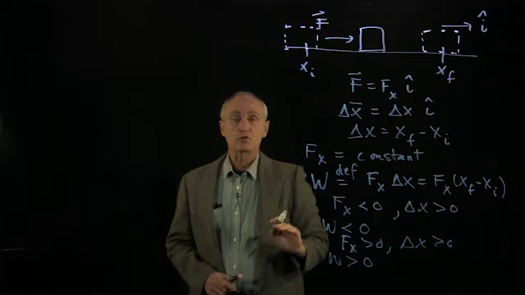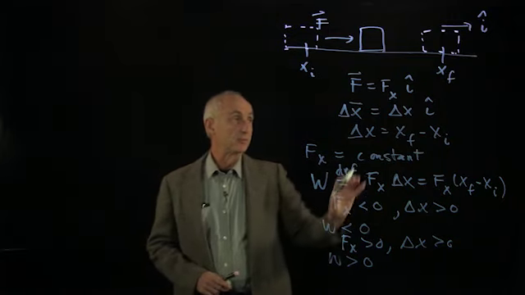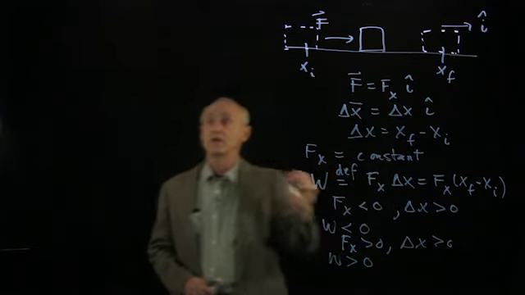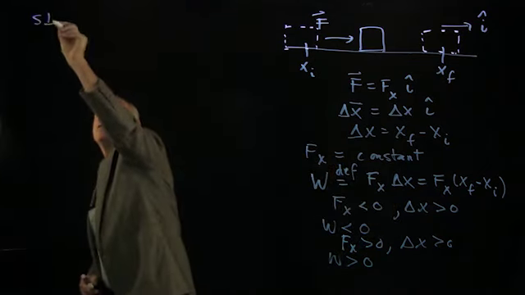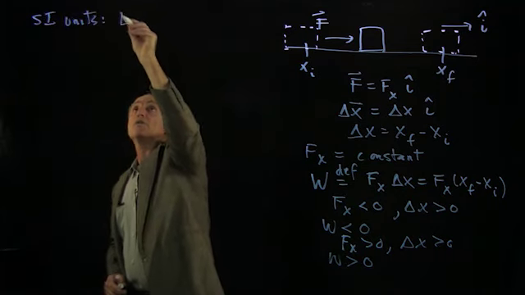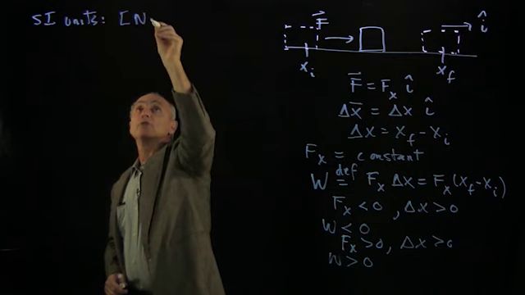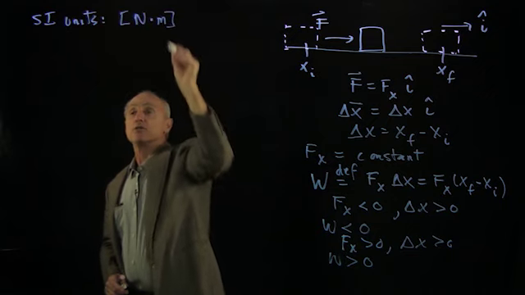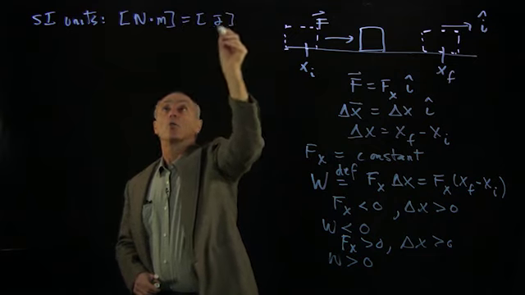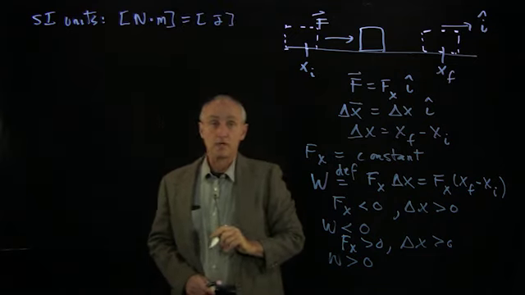Now, whenever we introduce a new quantity, we always have to be a little bit careful about the units. Since work is the product of force and distance, then our SI units for work are the units of force, which are newtons, times the units of distance, meters, and we call this a joule. So 1 joule is equal to 1 newton meter.